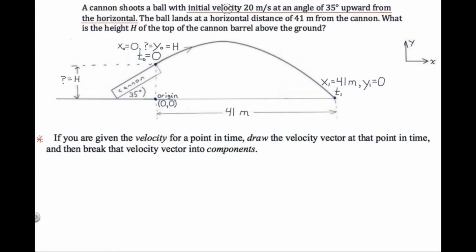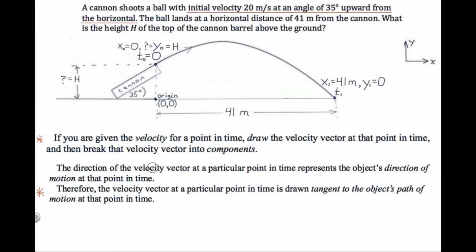The problem tells us the velocity at time 0, so let's draw that velocity vector. The direction of the velocity vector at a particular point in time represents the object's direction of motion at that point in time. So, the velocity vector at a particular point in time is drawn tangent to the object's path of motion at that point in time. So, the velocity vector at time 0 is drawn tangent to the object's path of motion at time 0.